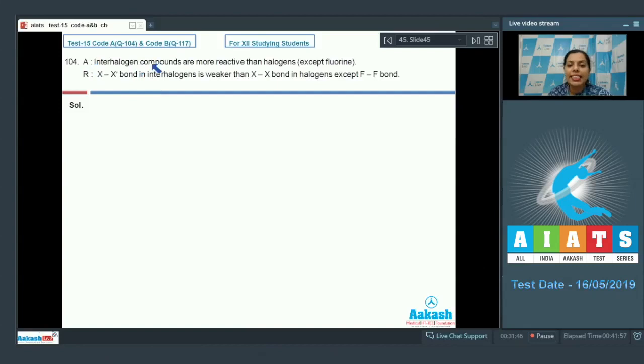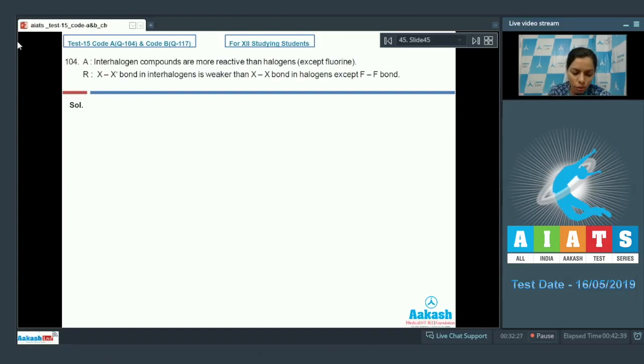After that, question number 104. Assertion is interhalogen compounds are more reactive than halogens. If I talk about interhalogen compound, these are the compounds which are formed between two different halogens. And if I compare stability of halogens and the interhalogen compounds, interhalogens are reactive, less stable. Reason is the bond strength. In case of halogen, the bond between the two halogen atoms is stronger as compared to the bond present between two halogens in interhalogen compound.